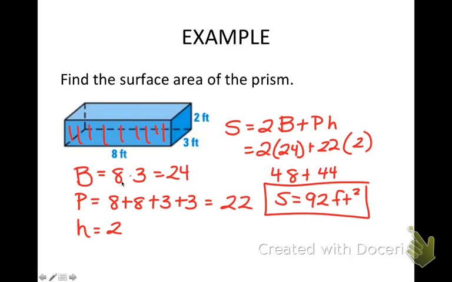What is the 2? Yeah, so what would be my big B? It would be 8 times 2, which would be 16. My perimeter would be 8 plus 8 plus 2 plus 2, so 16 plus 4 is 20.